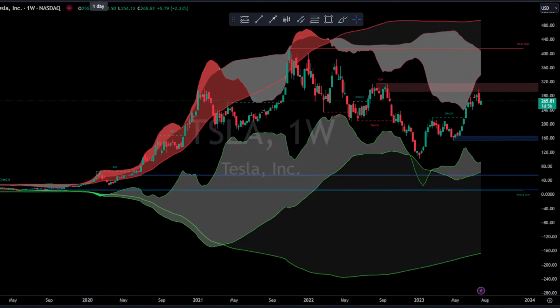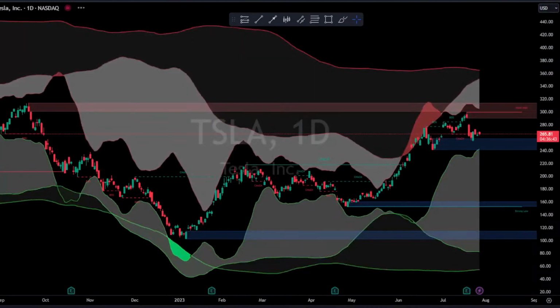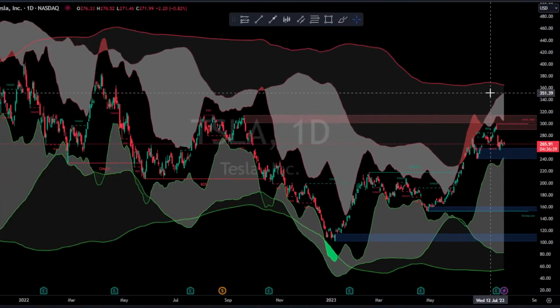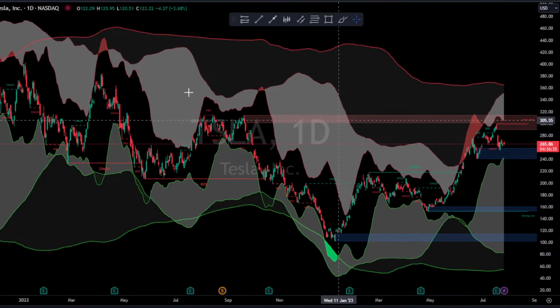So the weekly doesn't give me any details. It doesn't give me any ideas. But as we go into the daily, I see the red, which means that we're running out of steam, right? When I see the bright red or the bright green, it's a reversal signal to me. So I see it on the daily.